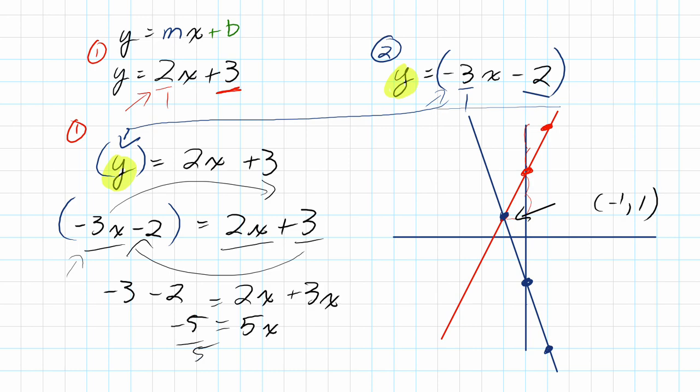I divide both sides by 5 because 5 is the coefficient here. x is equal to -1, which is exactly what we found graphically. Great. Our next step is we're going to substitute back in. Same idea, we use substitution. I can substitute into either equation.